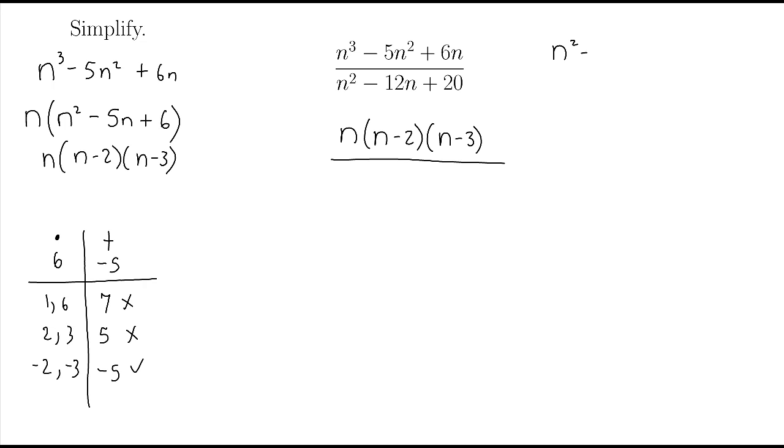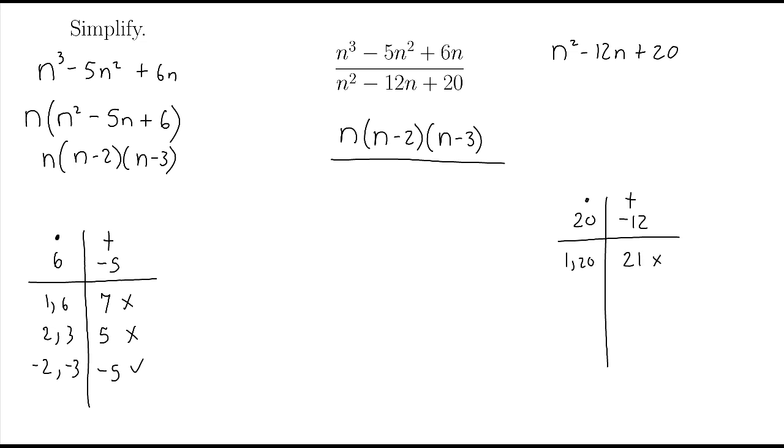N squared minus 12n plus 20. Okay, we don't have a common factor on this one, not right away, so we'll go ahead and try to find two numbers that multiply together to be 20, but add together to be negative 12. Some numbers that multiply together to be 20 are 1 and 20. Those add up to 21. 2 and 10. Those add up to 12. Okay, getting closer, just need to change my signs. Negative 2, negative 10. Those multiply together to be 20, but add together to be negative 12.